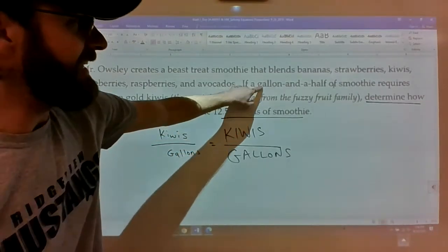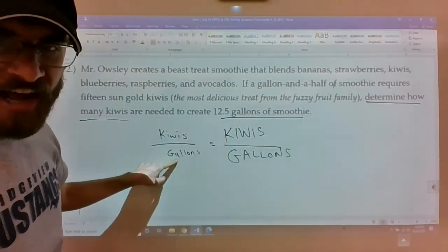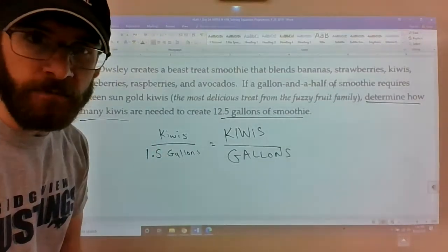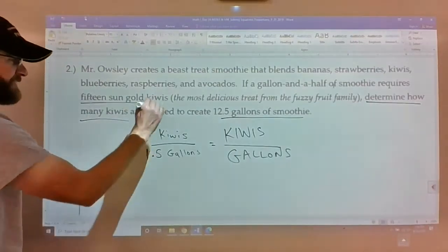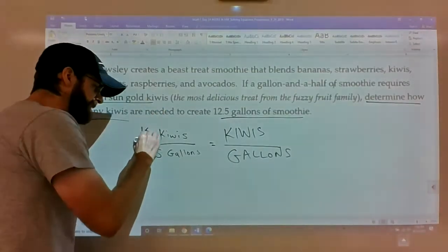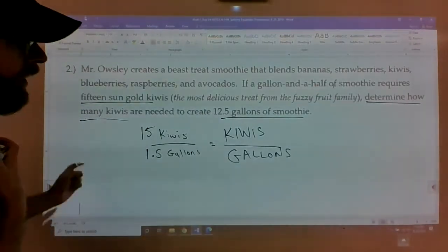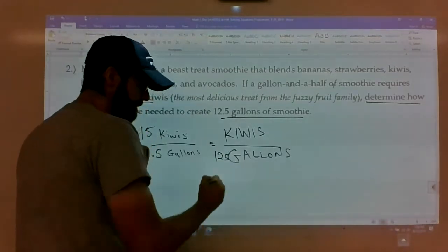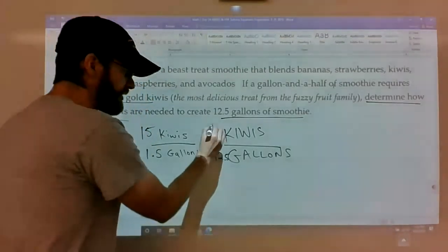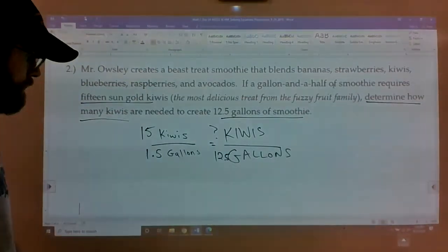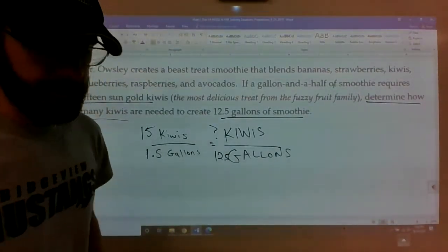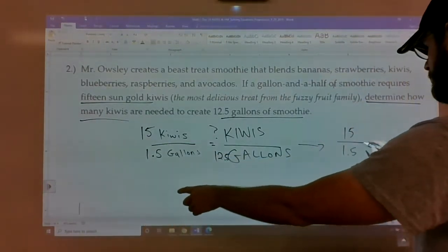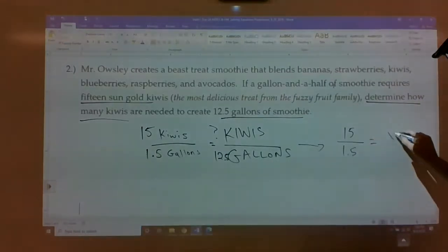So it looks like 1.5 gallons of smoothie, so 1.5 gallons on the bottom. I guess I could do 1.5 or make it 3 halves. Is 15 Sun Gold kiwis, so 15 kiwis on top. On the right-hand side, we're creating 12.5 gallons. We don't know how many kiwis. That's the question mark. So the proportion we're solving is 15 divided by 1.5 is equal to x kiwis over 12.5.